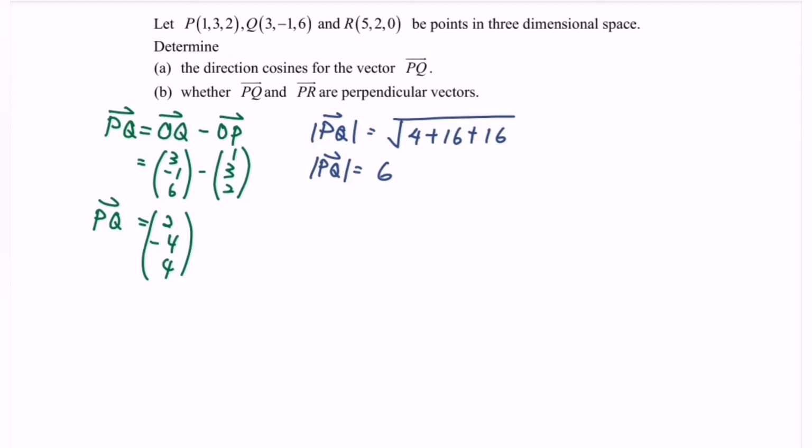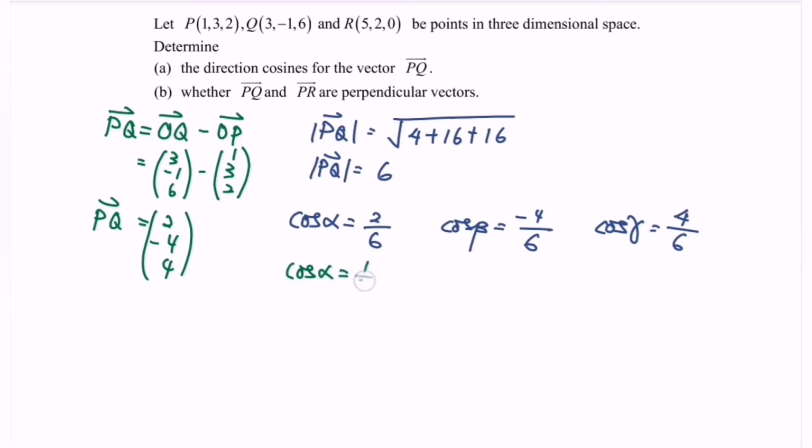Next, kindly refer to the question, direction cosine for the vector. So cos alpha is equal to 2 over 6. Then we have cos beta which is equal to -4 over 6. Finally, we have cos gamma which is equal to 4 over 6. So if we simplify, we will have the direction cosine for the vector PQ: cos alpha is equal to 1 over 3, cos beta is equal to -2 over 3, and cos gamma is equal to 2 over 3.